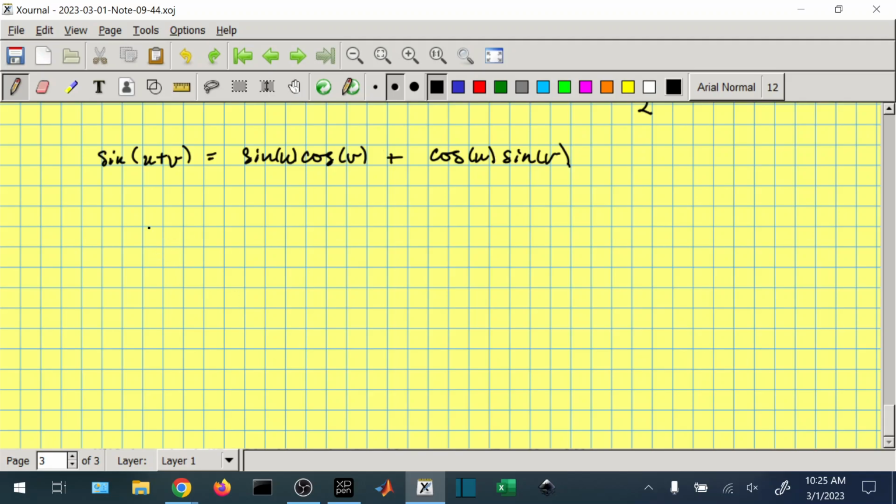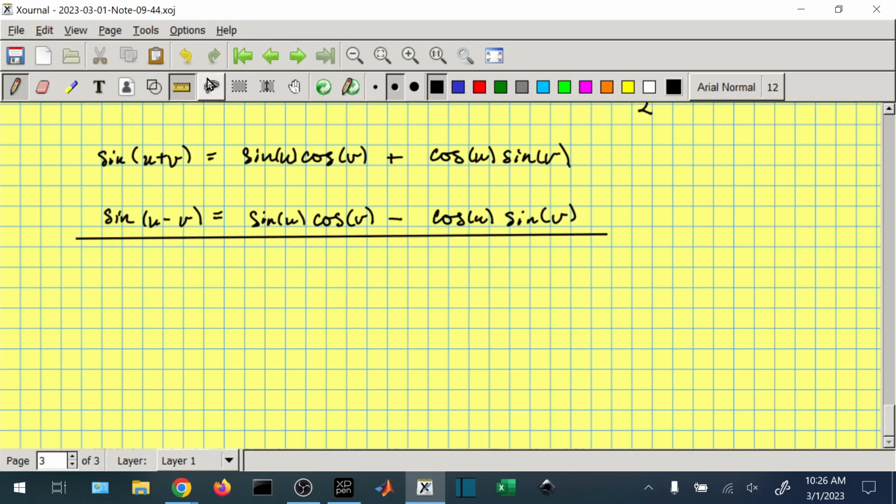Okay, enough of that. Sine of u minus v is going to be sine u cosine v, because the cosine of negative v is the cosine of v, minus cosine u sine v, because the sine of negative v is minus the sine of v. And if we add these together, we get sine of u plus v plus sine of u minus v equals 2 sine u cosine v.